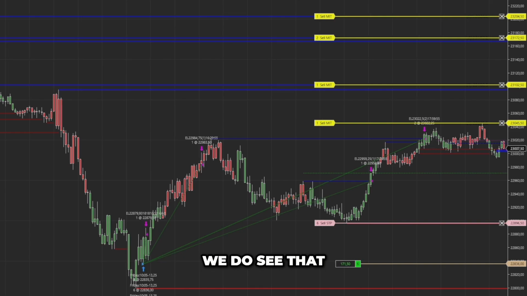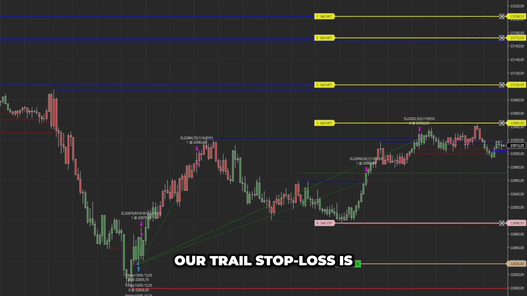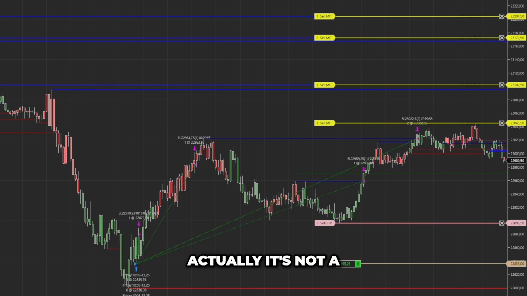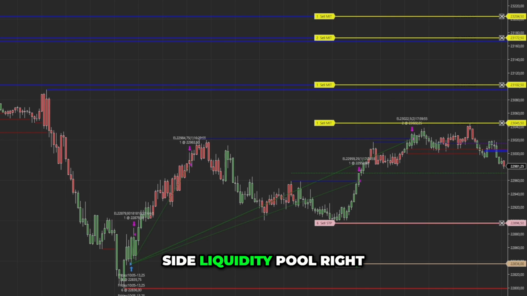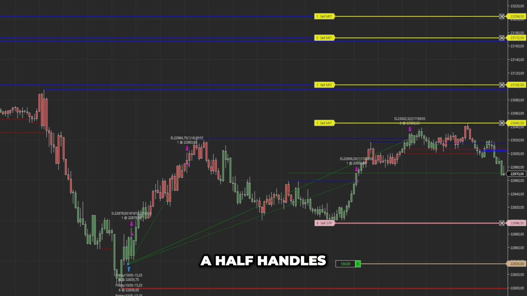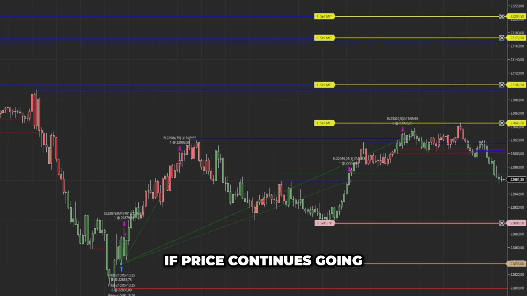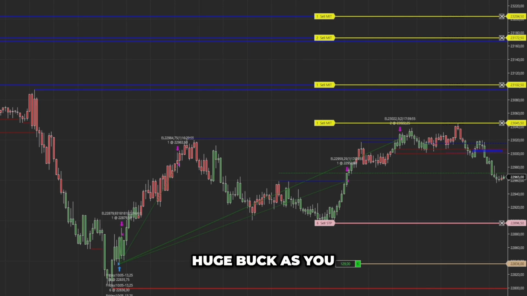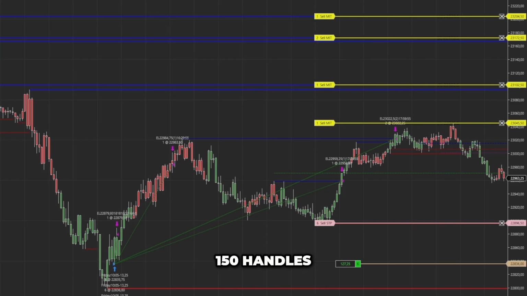We do see that market structure has shifted down right now, but we are safe. Our trailed stop loss is right now at a short-term low. Actually, it's not a short-term low, it's actually a long-term low, and it's also placed at a sell-side liquidity pool right now at 22,896.5 handles. It looks like we are going to be stopped out fairly soon if price continues going this way, but it doesn't matter. We will be stopped out in profit. We already made a huge buck. As you can see, we are still up in total over 150 handles, so we should be fine.